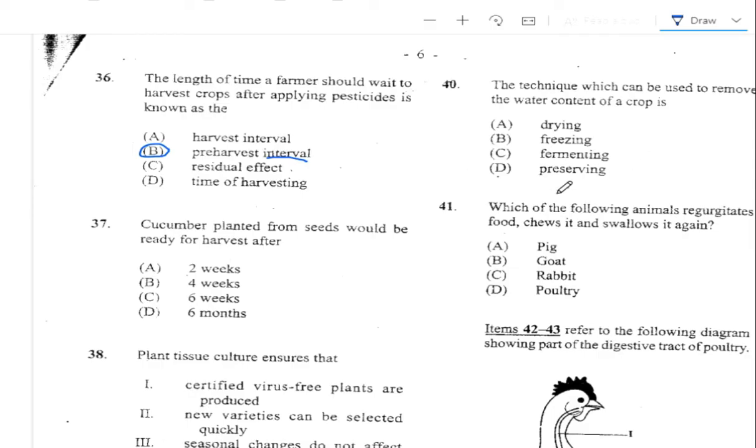Alright, question number 37. Cucumber planted from seeds would be ready for harvest after A, 2 weeks, B, 4 weeks, C, 6 weeks, D, 6 months. The best answer here is 6 weeks. However, we in the Caribbean would have it 2 months based on experience, but with good technology, 6 weeks it can be done. Or it might start blossoming at 6 weeks.